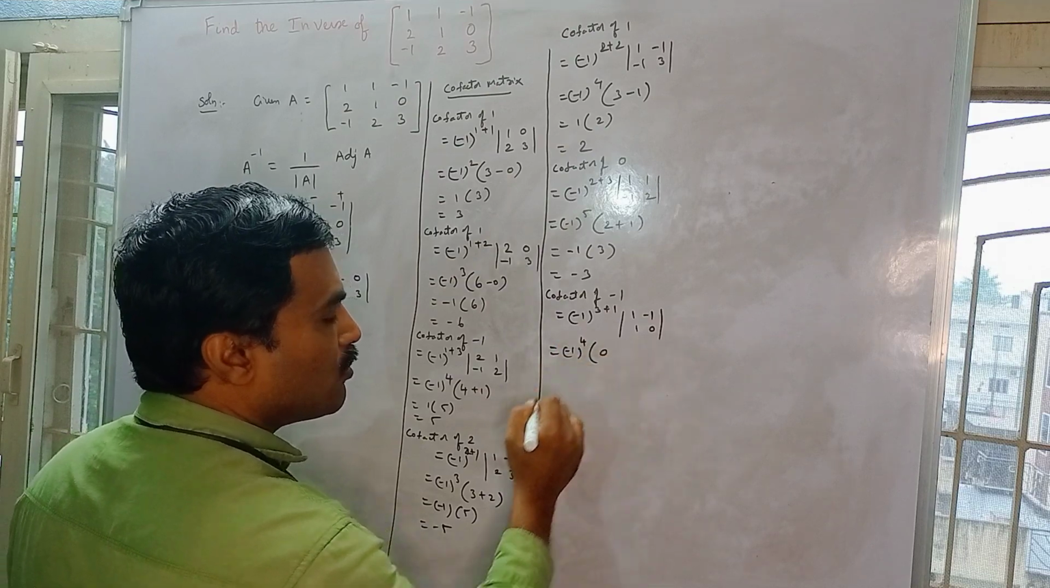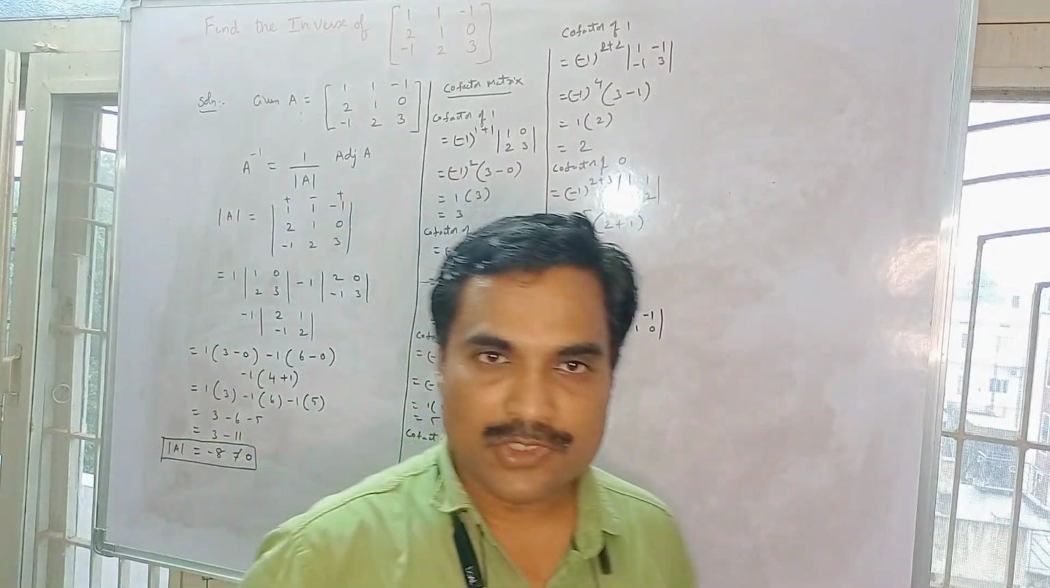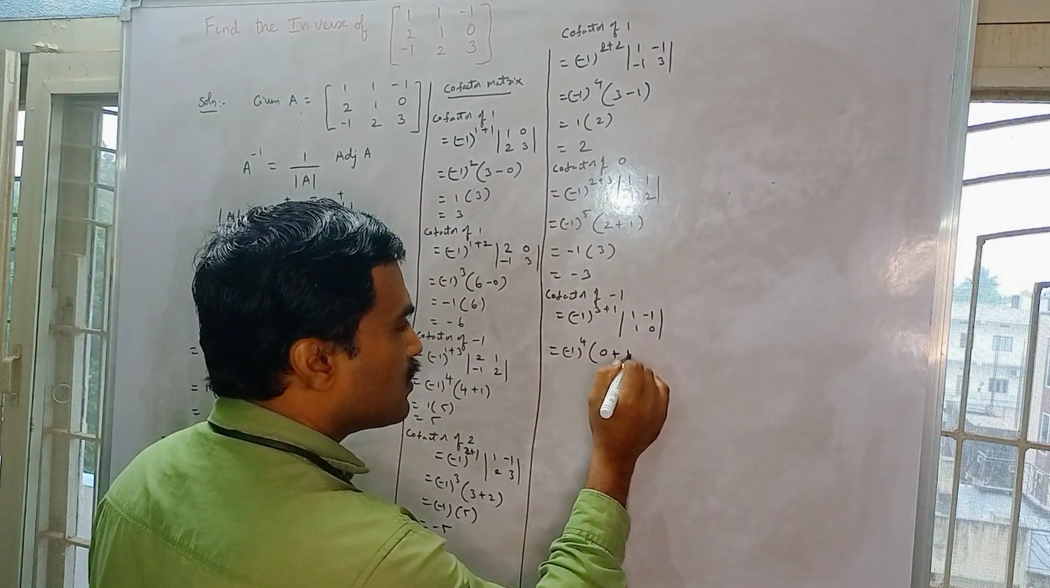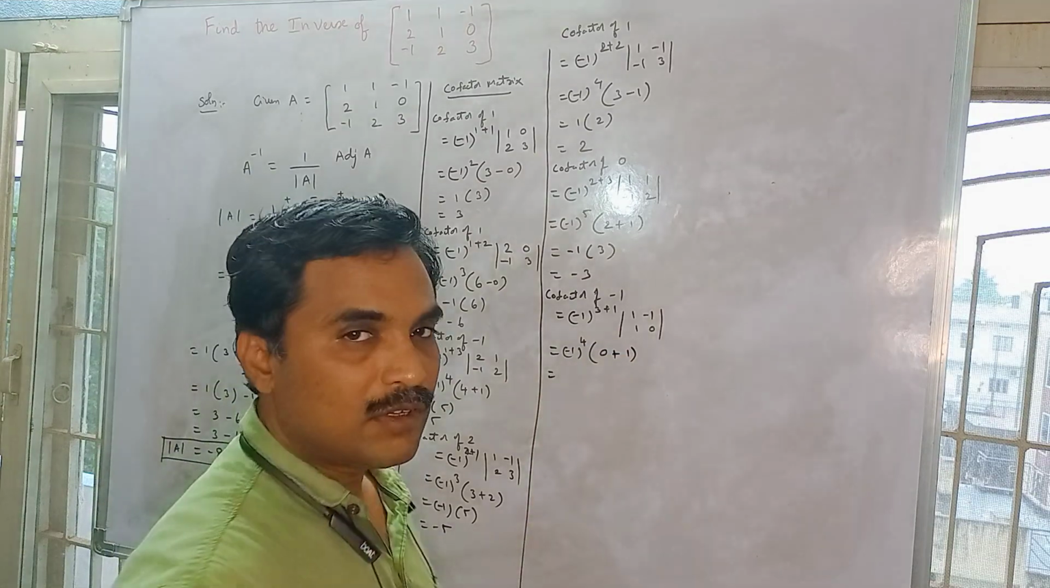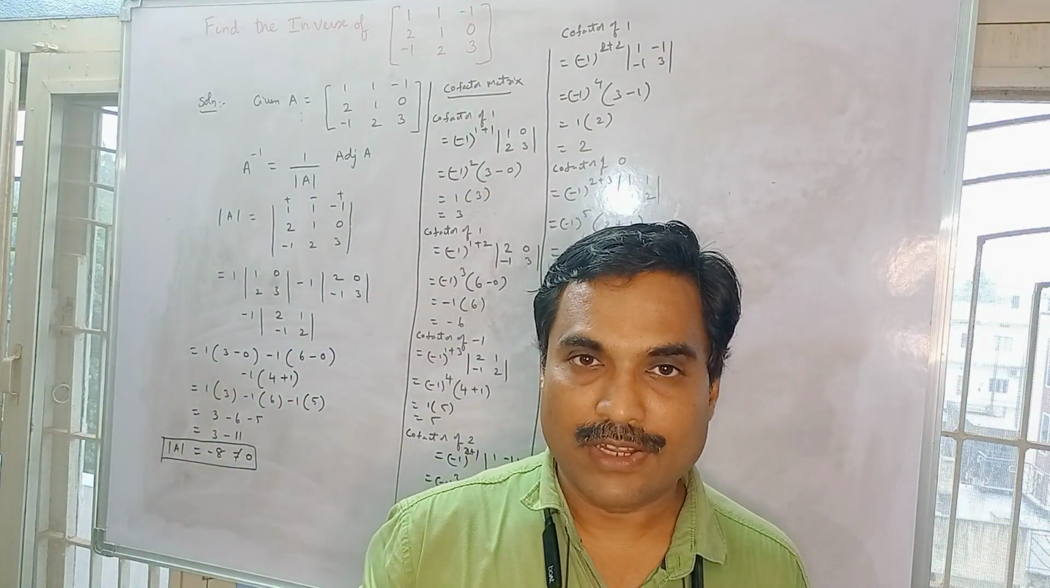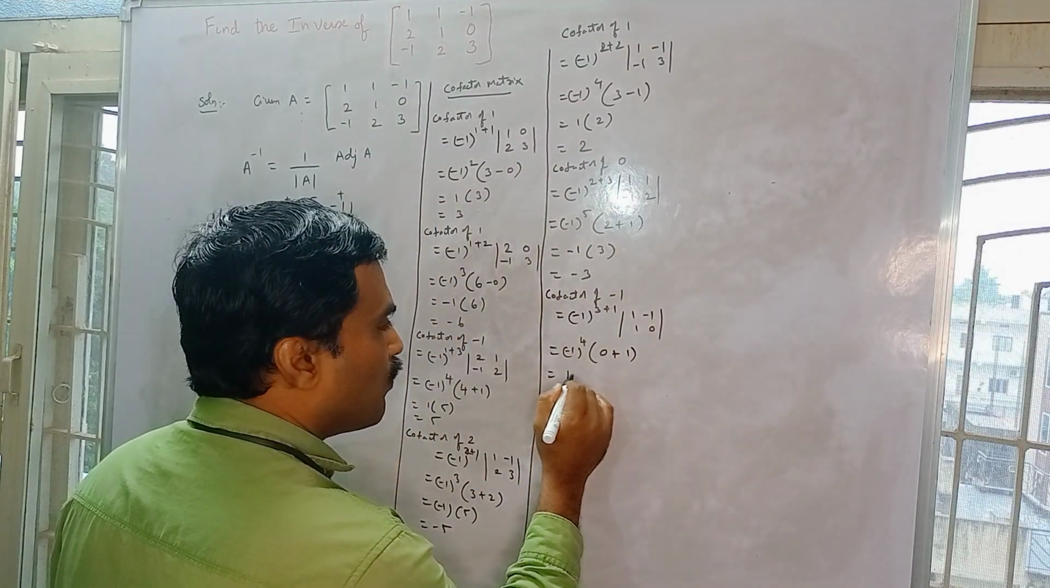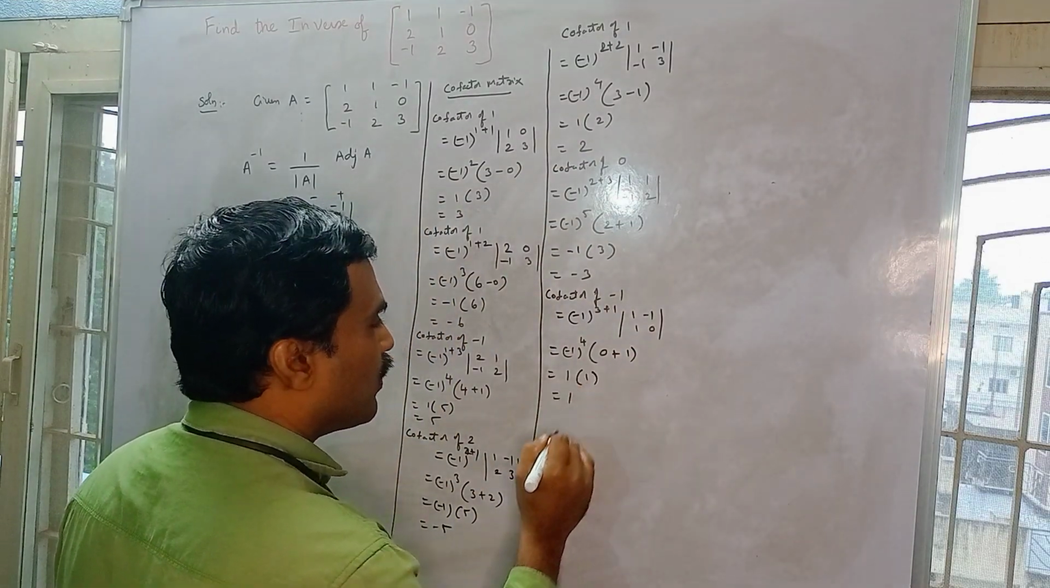Now 1 into 0 is 0, because if you multiply any element with 0, we will get only 0. So 0, here it is minus minus, so plus. So minus 1 power 4. 4 is what? It is an even number. So minus 1 power any even number is plus 1. So 1 into 0 plus 1 is 1, so you get 1.